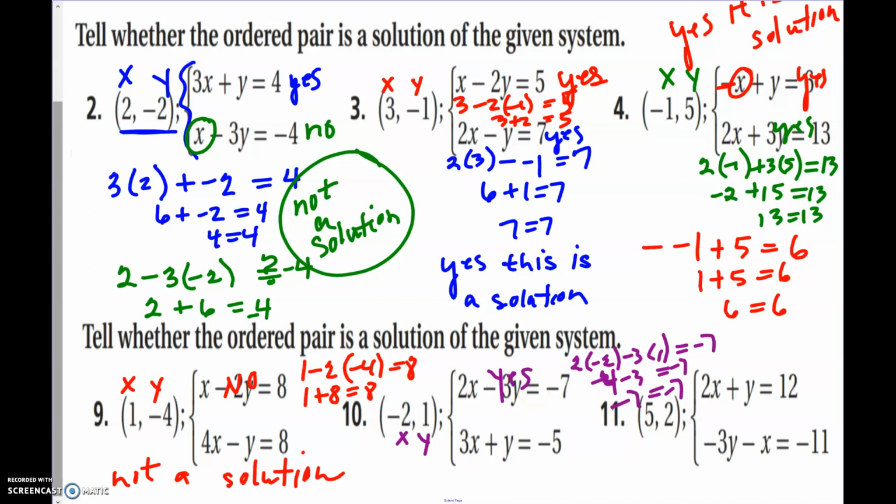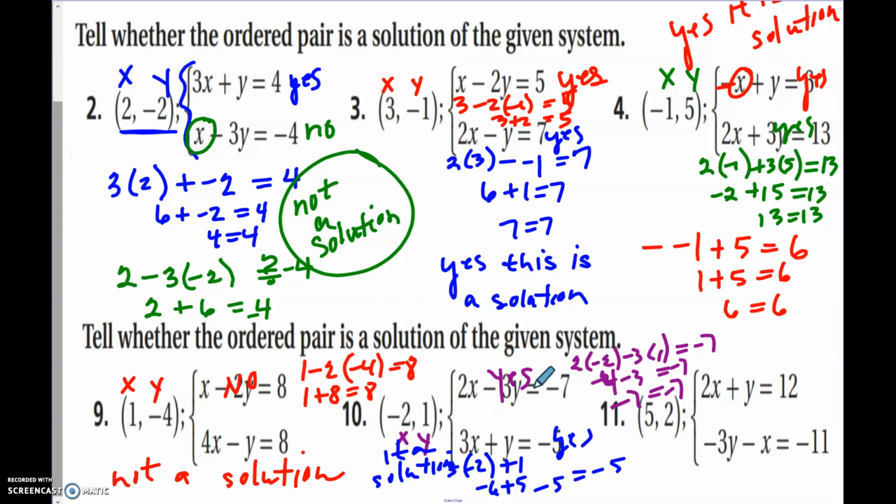Okay, does it work for the second one? So we have 3 times -2 plus 1. So 3 times -2 is -6 plus 1. And we get -5, and we had a -5. So yes, it works here. So -2, 1 is a solution. That ordered pair works for both of those equations.